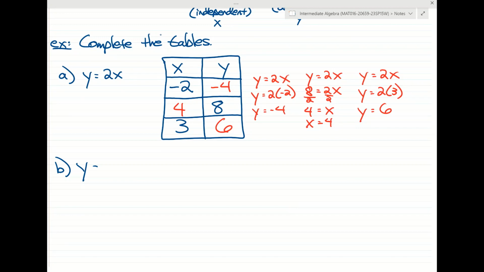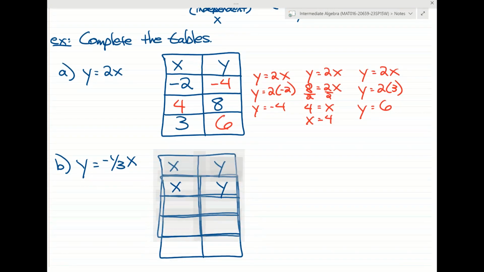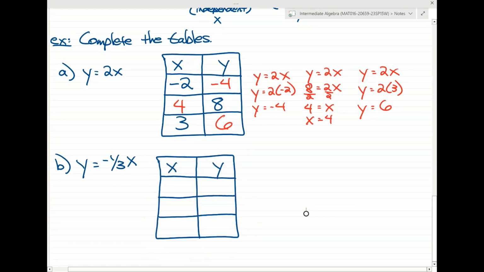Second example, let's use the equation y is equal to -1/3 x. And if you could again draw a table with 3 rows and 3 columns.